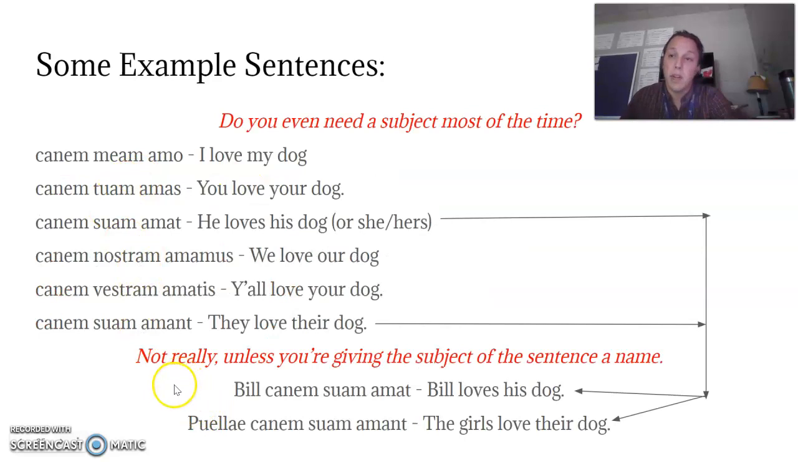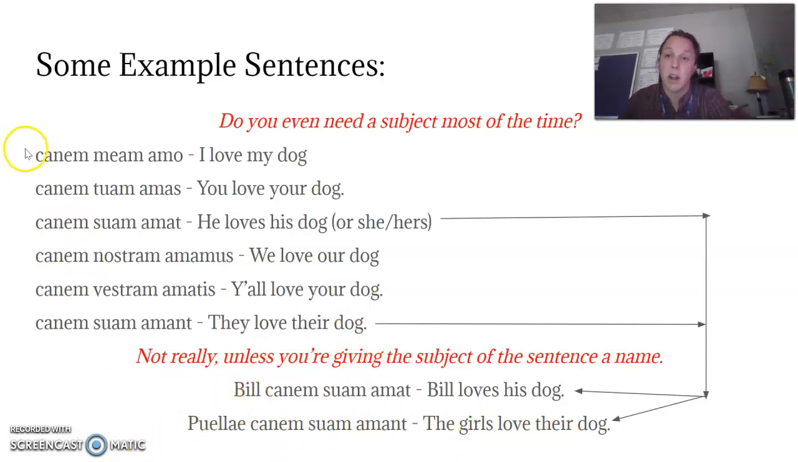So you don't really need a subject unless you're giving the subject of the sentence a name or it's a nominative noun. So for example, I could say canem suam amat, and that means he loves his dog or she loves her dog. But if I change it to Bill canem suam amat, that means Bill loves his dog. And the same thing down here. Canem suam amant ends with nt, so we know it's they love their dog. If I wanted to change it to puellae canem suam amant, that would mean the girls love their dog. So that's one time that you'll definitely see a subject.